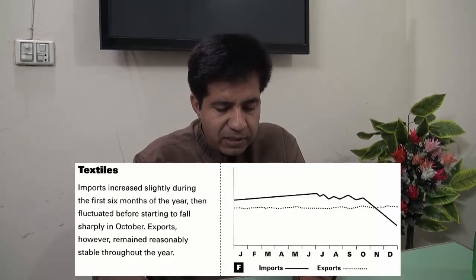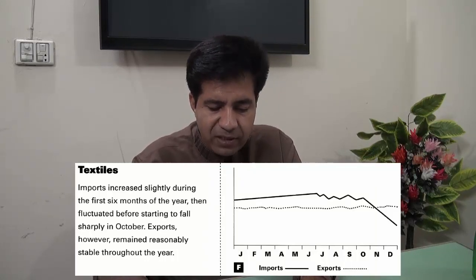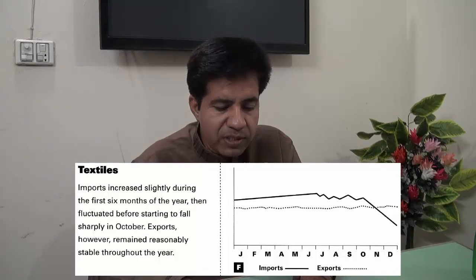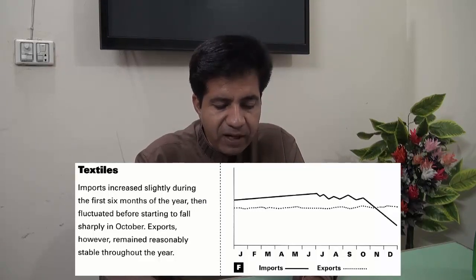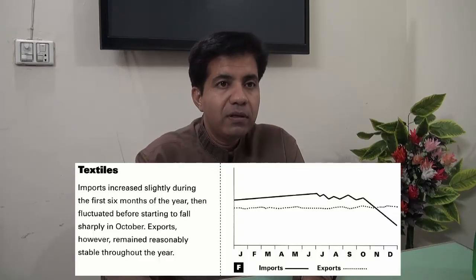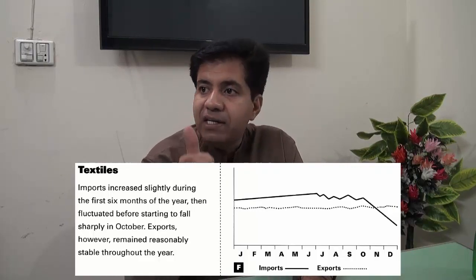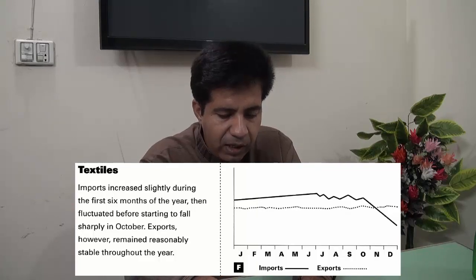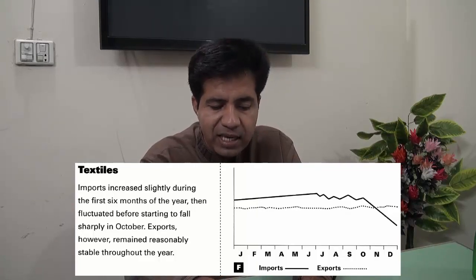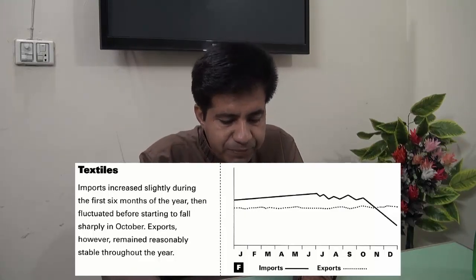Okay, textiles. Imports increased slightly during the first 6 months. Can you see that? Imports increased slightly during the first 6 months of the year, then fluctuated before starting to fall sharply in October. Yes, sir. So fluctuation, and then they fell sharply. And by the way, this is not the definite language. You can use some other words also. For example, here I said imports increased slightly. You can say imports went up minimally, right?